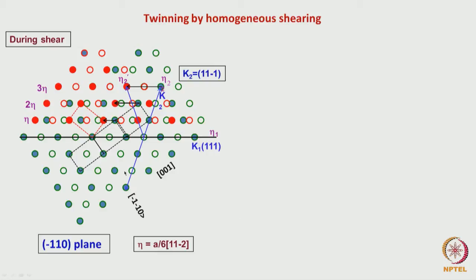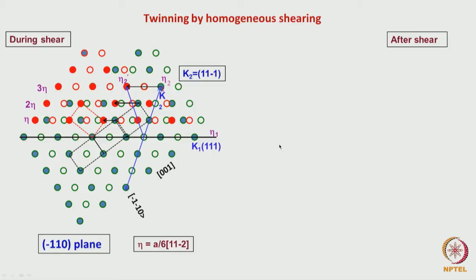If you look at this, this is what happens during shear. Every layer has undergone a shear eta, 2 eta, 3 eta, with respect to height. That means this is a homogeneous shear occurring in the material. What I had shown here is just the projection of it. After the transformation, this cell has transformed to this cell. These two cells are related by reflection across this plane, correct. That means these two structures are twin related.